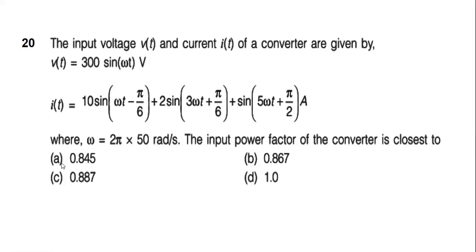Options given are A 0.845, B 0.867, C 0.887, and D 1. So this is a multiple choice question. We need to solve this problem and choose the correct option. Since this is a multiple choice question, we have to be very careful while solving, because if we choose the wrong option, there will be a negative marking. So we need to be very careful in solving this type of question.